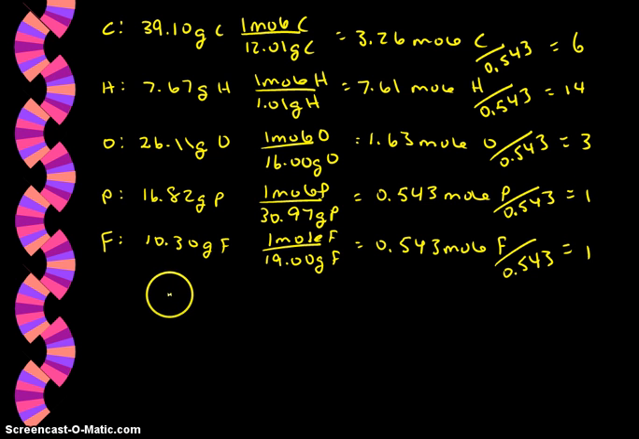So our empirical formula is C6H14O3PF. Now when we look this up on the periodic table, that gives us 184.1 grams per mole, which is the same as the molar mass for the compound. So for this particular example, our empirical formula and our molecular formula are the same.